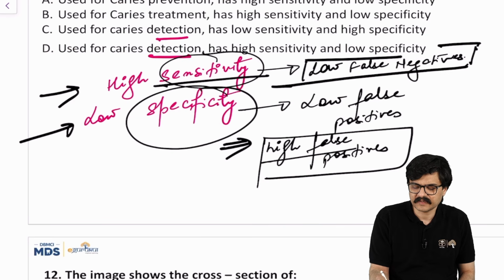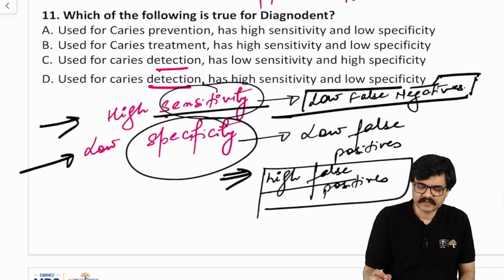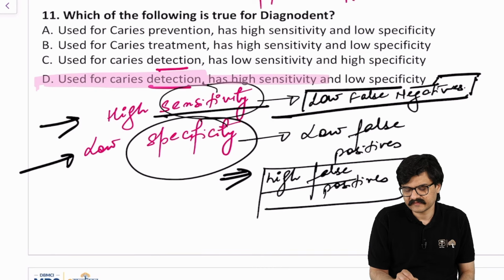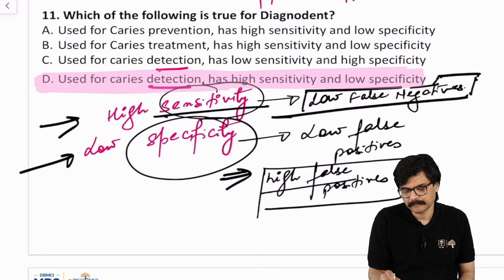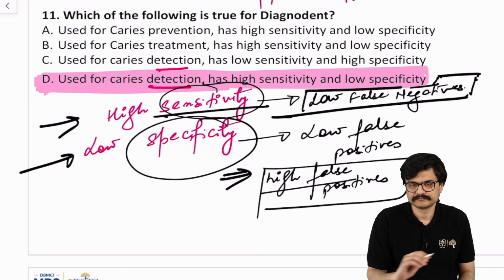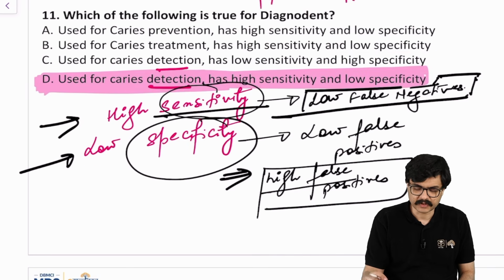What does this mean, guys? First of all, let's look at the answer. It has high sensitivity and low specificity. So, used for caries detection, it has high sensitivity and low specificity. That is the answer. Okay, that's one important thing.